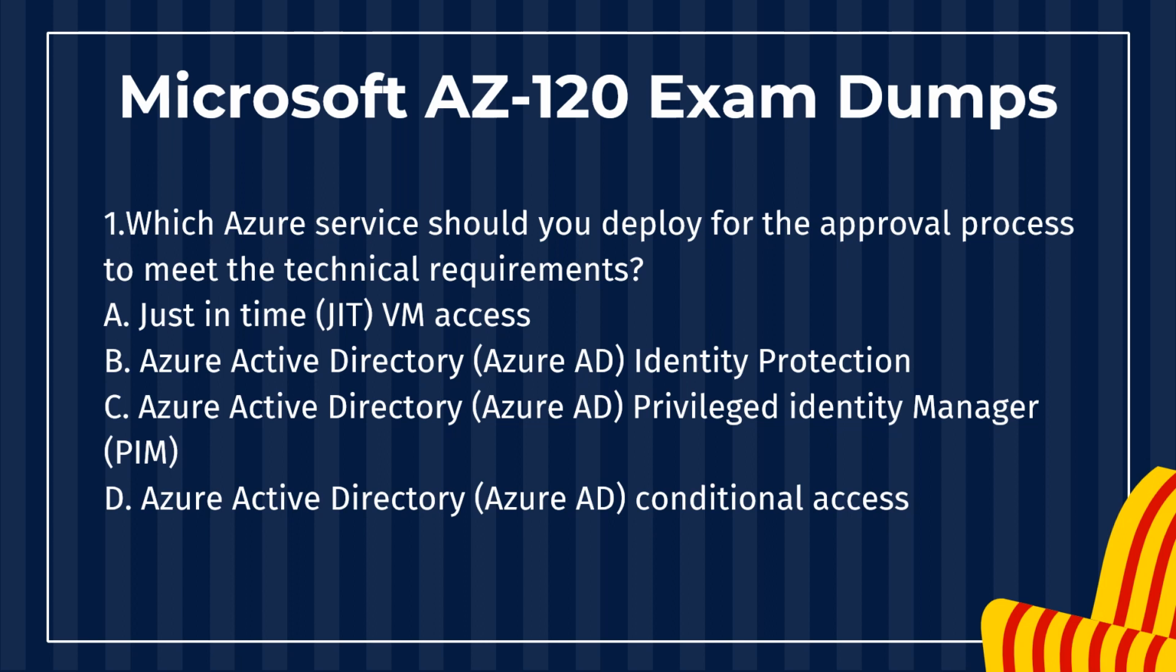1. Which Azure service should you deploy for the approval process to meet the technical requirements? A. Just-in-time (JIT) VM access. B. Azure Active Directory (Azure AD) Identity Protection. C. Azure Active Directory (Azure AD) Privileged Identity Management (PIM). D. Azure Active Directory (Azure AD) Conditional Access.